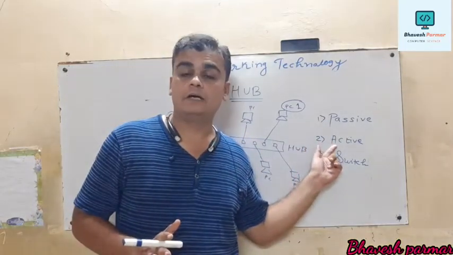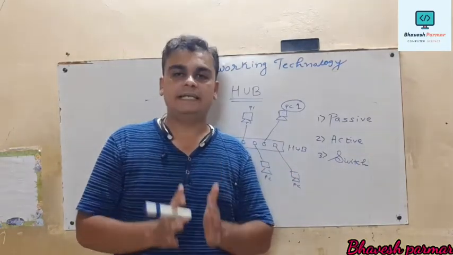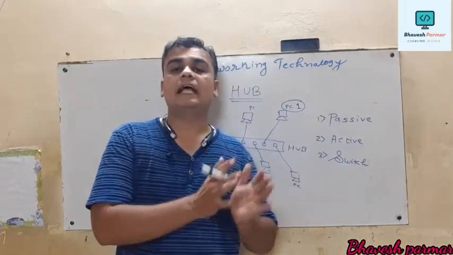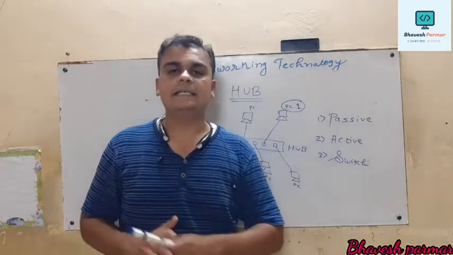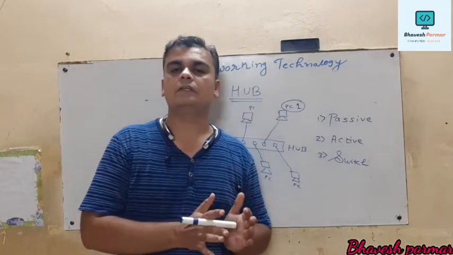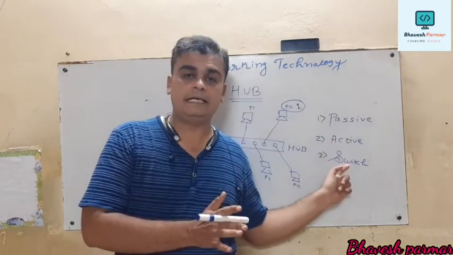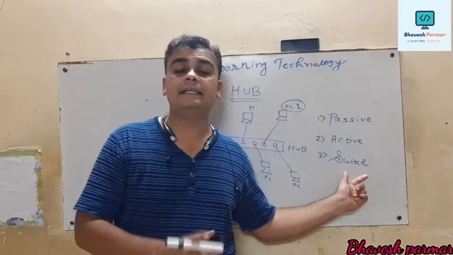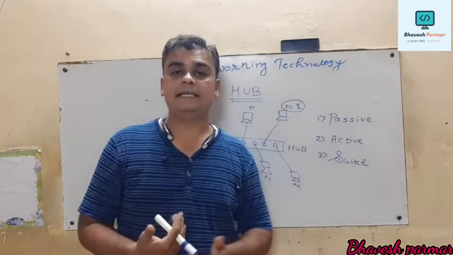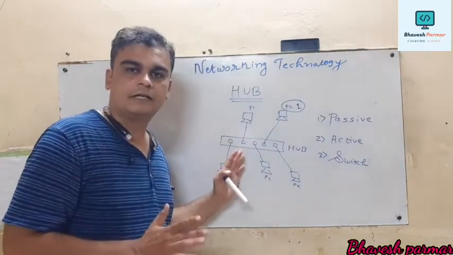But in the case of an active hub, as the name suggests, it checks the data. If that data contains some error, it removes that error and then retransmits to the destination computer. And switches provide the fastest data transmission in a network. If we consider all three types of hub, switches are highly expensive. They use smart intelligent circuits to transfer data between computers. So this is our third type of network connecting component.